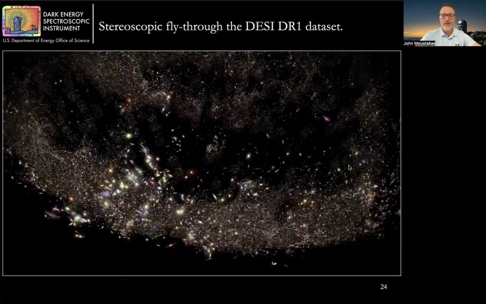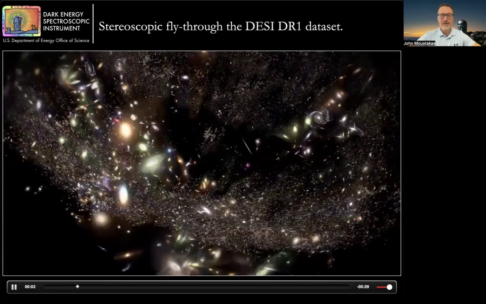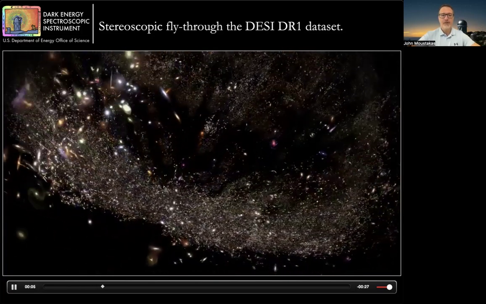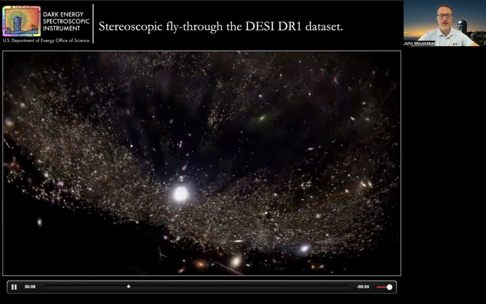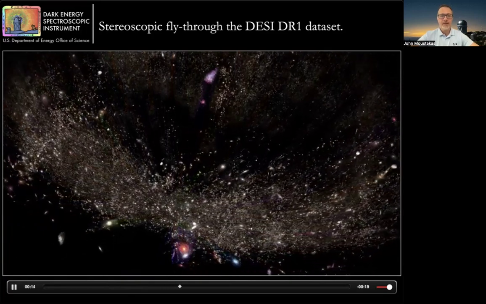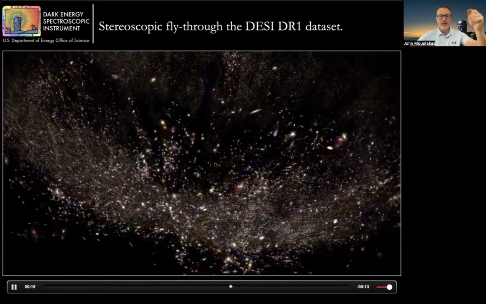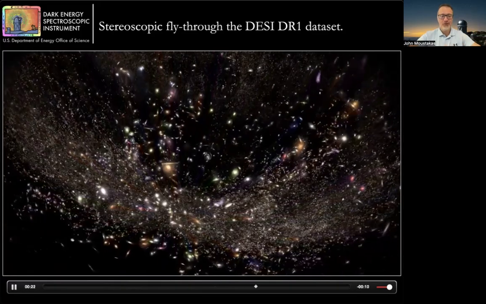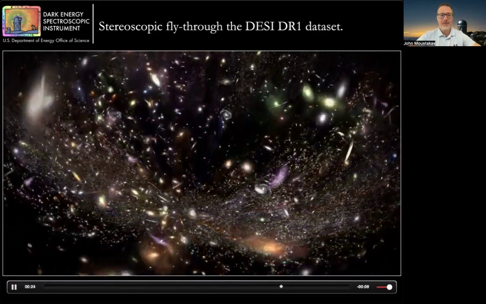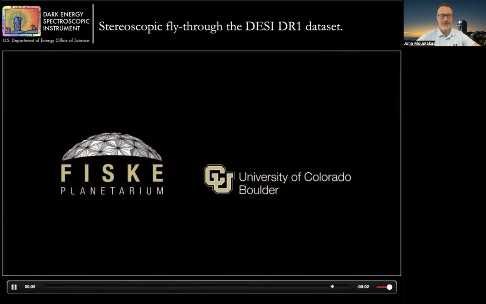Okay, so with a data set like this, where you know not only where they are in the sky, but also their position in the third dimension, you can build fantastic visualizations like this. So this is a stereoscopic fly-through of the DR1 data set. So what we've done is taken images or cutouts of actual galaxies, but then positioned them where they are in the sky based on the DR1 data set. So if you have godlike powers and could fly through, that's what it would look like.